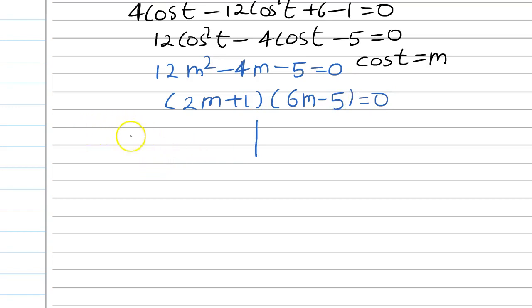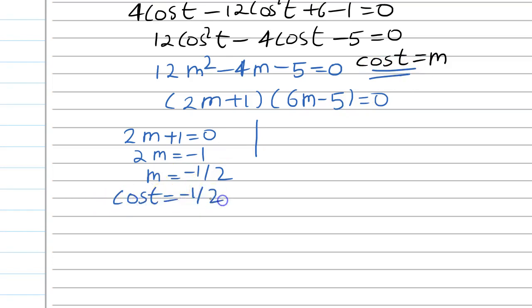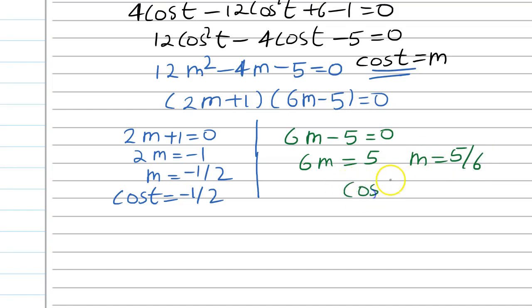So it means 2m plus 1 equal to 0, so 2m equal to minus 1, so m is minus 1 by 2. Put the value of m back, so cos t equal to minus half. Now on this side, 6m minus 5 equal to 0, so 6m is equal to 5, so m is 5 over 6. So it means cos t equal to 5 over 6.